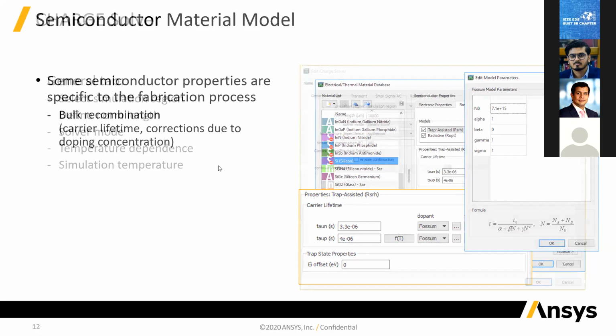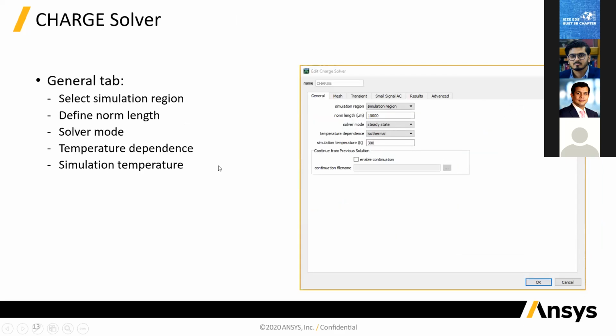Okay, so now we're looking at the property editor for the chart solver. You can see there are different tabs available. The first tab is where you define one important parameter called the norm length.